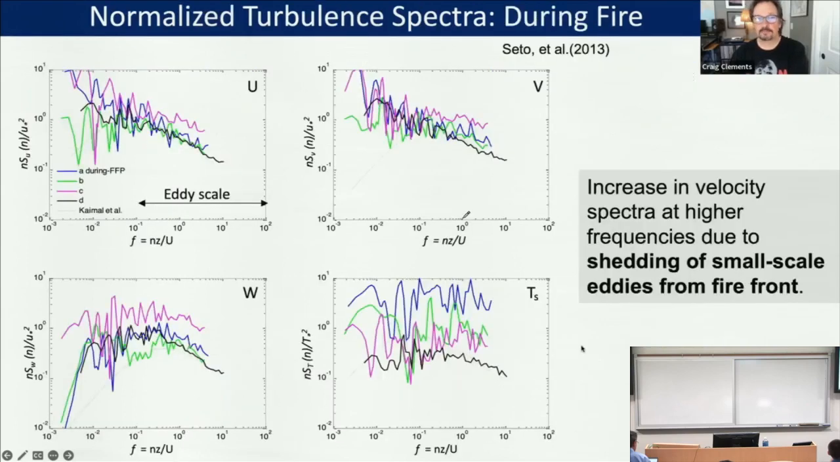But when we add the fire, we actually see a flattening or an increase in the smaller energy, or smaller eddy scale. So eddy scale is decreasing as we go right. And we also see a very large increase in energy at the larger scales, but we see this flattening in W. So what that indicates, and in temperature, is that we have increased turbulent energy in the spectra due to smaller scale eddies being shed from the fire front. So now the turbulence associated with the plume is not just convective boundary layer turbulence, it's also very small scale eddies that are associated and generated by the fire.